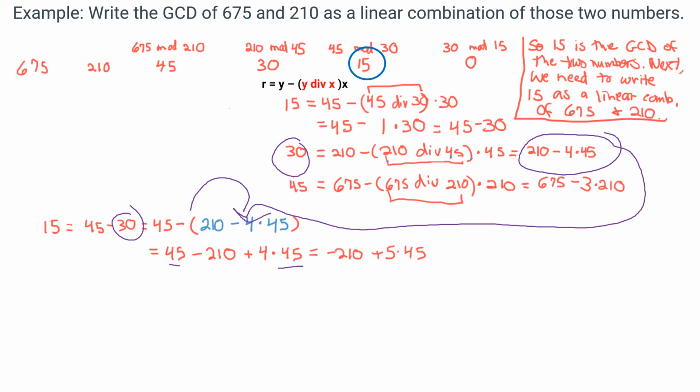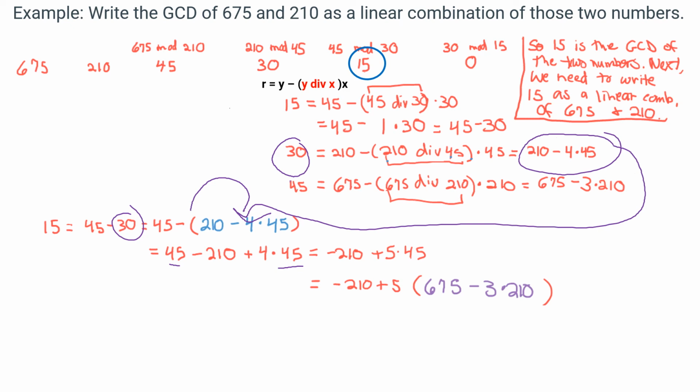Okay, so what we've done here is replaced the 30 with what we know it to be from that second equation, and then did some cleanup so that we can write 15 as a linear combination of 210 and 45. Now, that's still not good enough. We need 15 as a linear combination of 675 and 210. So now we're going to replace 45 with what we know it to be.